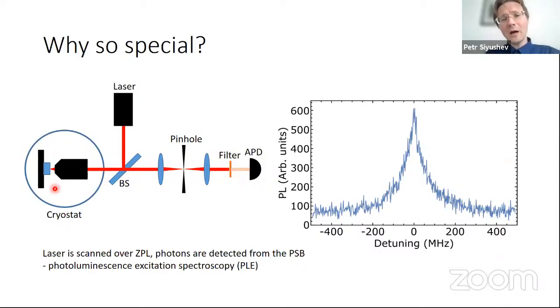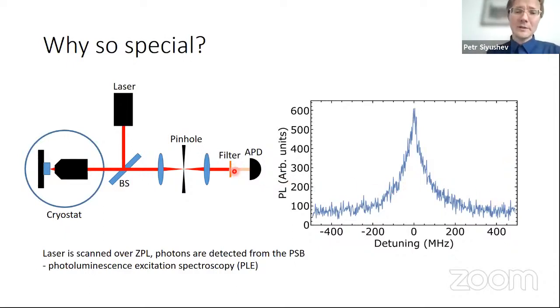If we now scan our laser across one of the electronic transitions, as soon as we hit it, we excite the defect, and then we will have photons emitted in the phonon sideband, which we detect with the avalanche photodiode, and therefore we reconstruct the transition through which the laser is scanned. This is typically called photoluminescence excitation spectroscopy, or PLE.